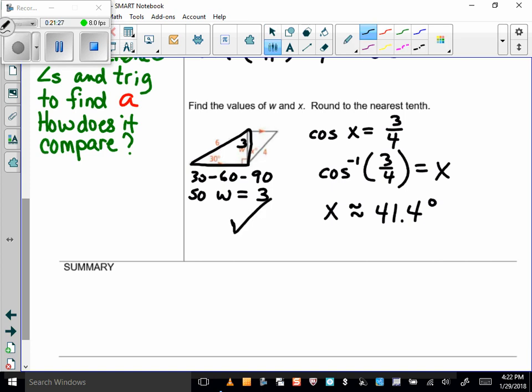And then we want to find X, which is this little angle right here. So now we've got two sides. We've got the side adjacent and the hypotenuse, which means we've got to use the cosine. I set up my ratio, then I do the inverse cosine, and I get 41.4 because they told me to round it to the nearest tenth.